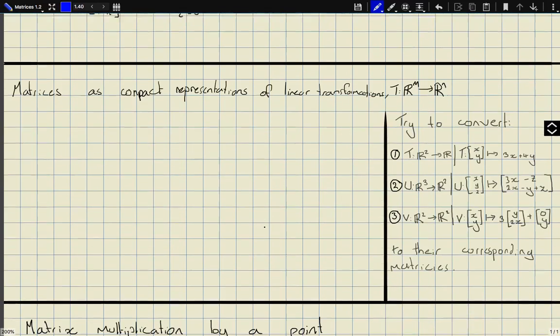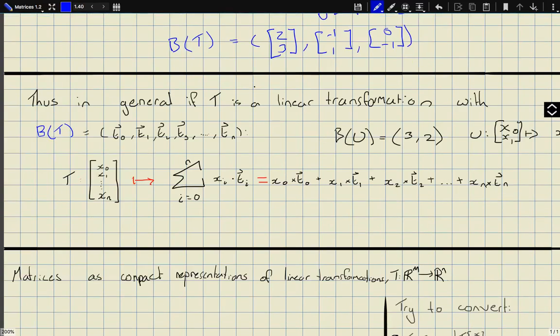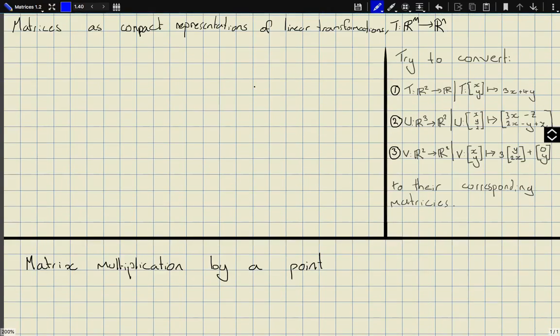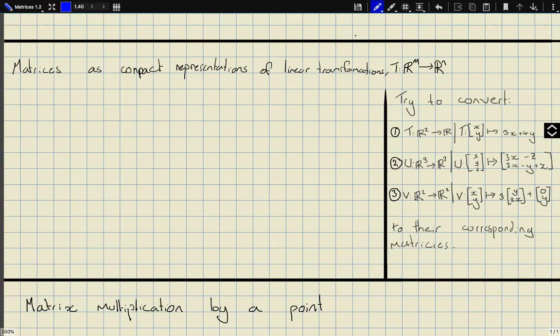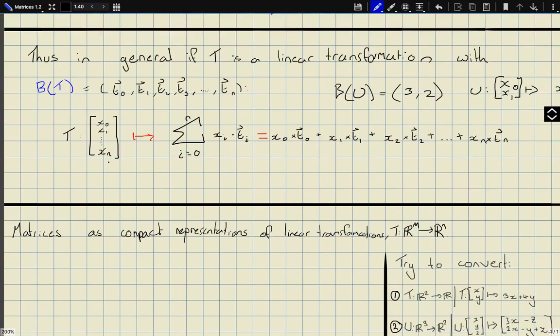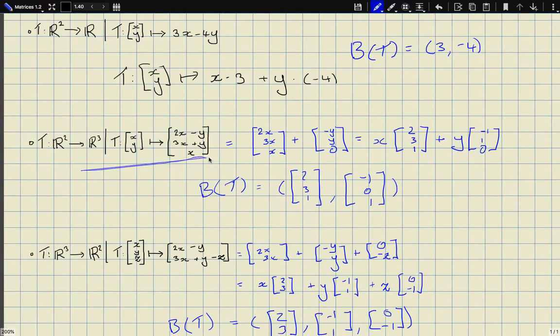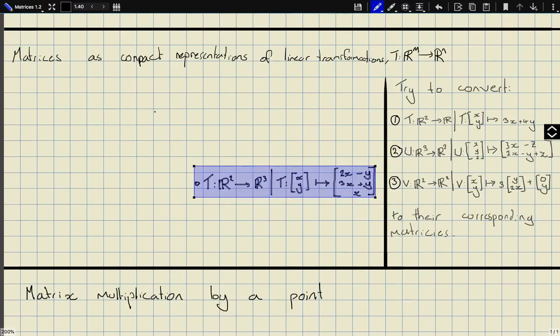So if we come down to here, let's just say we have these three here. Now if you feel comfortable, you might just want to try and convert these into their basis forms first, and then after that we're going to go and try and convert them into their matrices, and then I will show you the answers on the right. Okay, so let's take, for example, this transformation up here. Okay, so I will copy that, paste it down here.